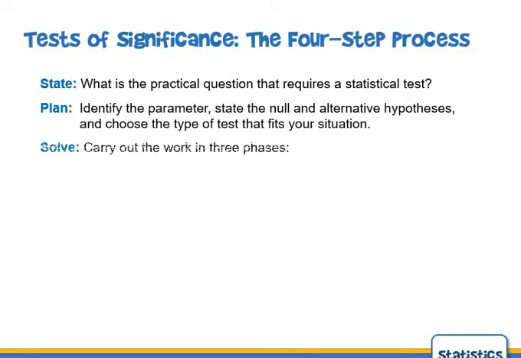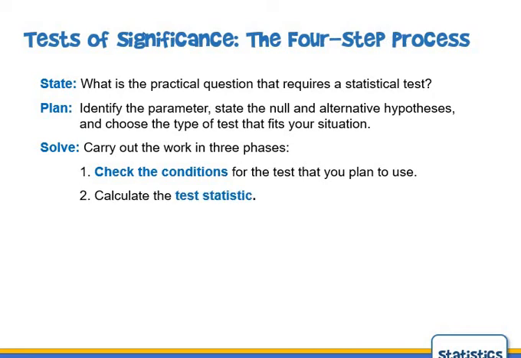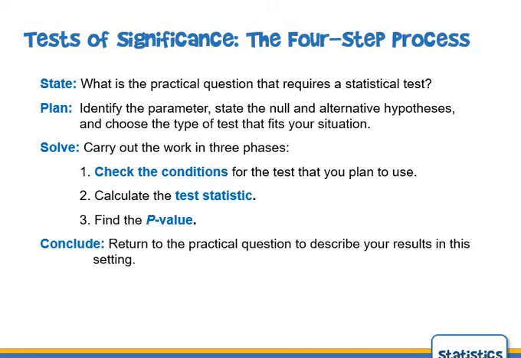So we have here a 4-step process for doing a test of significance. And this is true for any significance test, not just the z-test for the mean that we're going to look at. But you want to state your practical question. What are you trying to answer with your statistics test? Identify the parameter. Is it a mean? Is it a proportion? Is it the difference between two means? And then use that to state your null hypothesis and your alternative hypothesis, and then pick the appropriate test.